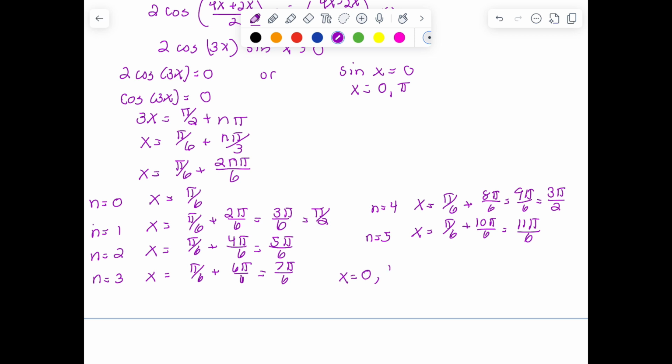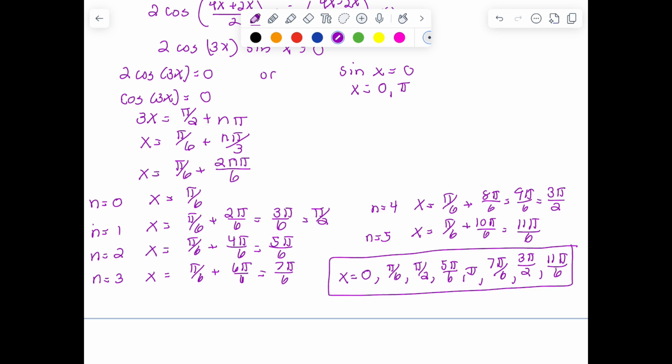Now putting all of this together with my last solution and this solution here, my final answer from 0 to 2 pi of this series is 0, pi over 6, pi over 2, 5 pi over 6, pi, 7 pi over 6, 3 pi over 2, and 11 pi over 6. And this is how you can use product to sum and sum to product to solve trigonometric equations.